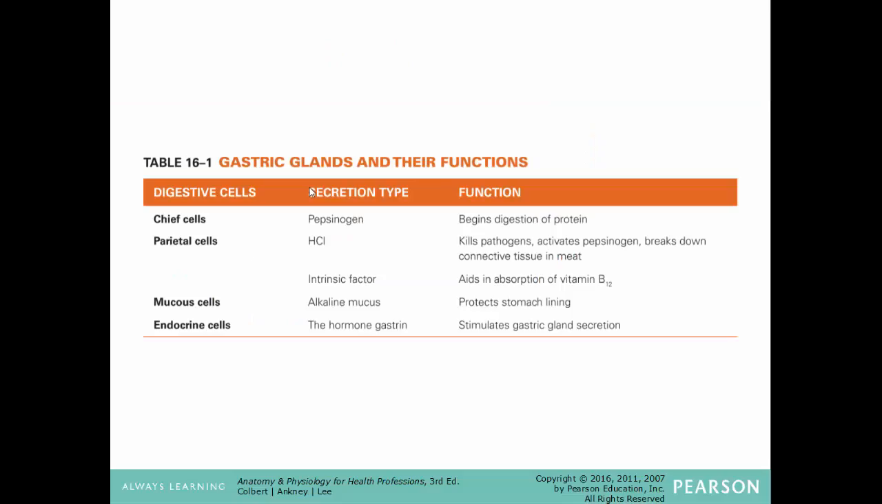Here's a table with the gastric glands and their functions. The chief cells make pepsinogen. When that gets activated into pepsin, it will begin the digestion of proteins. The parietal cells will make hydrochloric acid and also intrinsic factor. Mucus cells will make mucus, and the endocrine cells will also make a hormone called gastrin.